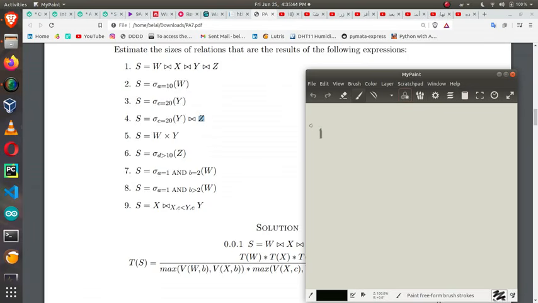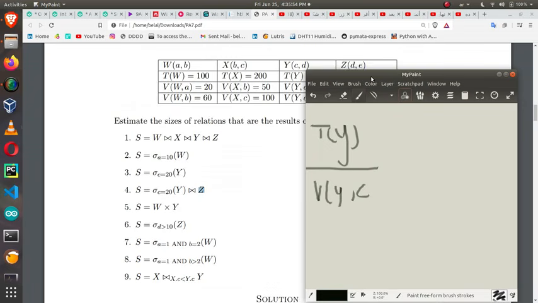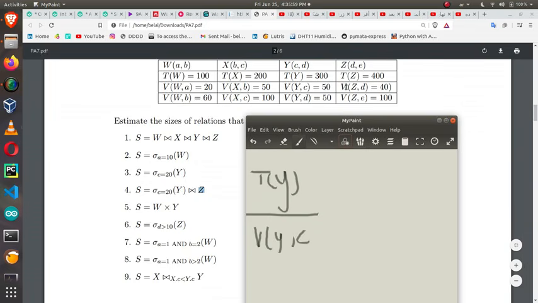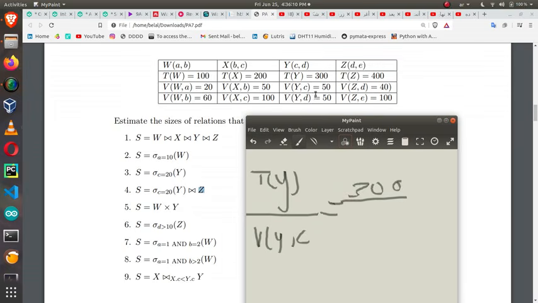So this select equals T of Y, or gets us the following number of tuples over V Y C. 300 over 50 gets us 6 tuples. So we will join these 6 tuples with all tuples of Z.